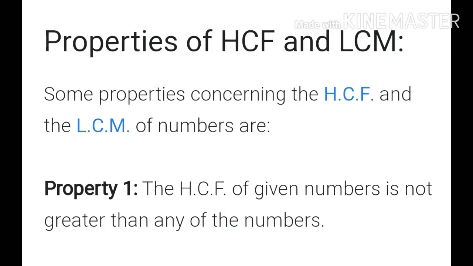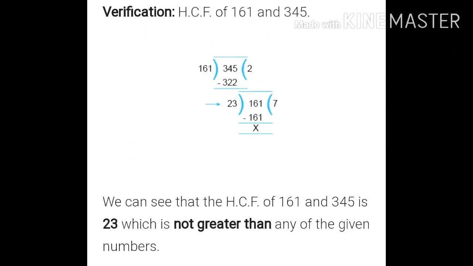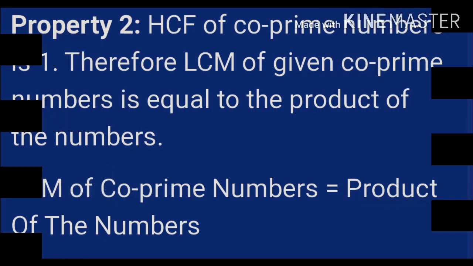Okay. Now we will discuss some properties concerning the HCF and the LCM of numbers. The first property is that the HCF of given numbers is not greater than any of the numbers. Okay, let's take an example. Let us calculate the HCF of 161 and 345. We are using the division method. So 345 divided by 161, 322 is being subtracted from 345 and we are getting 23, and 23 7s are 161. So 23 is the HCF, which is not greater than either 161 or the other number.